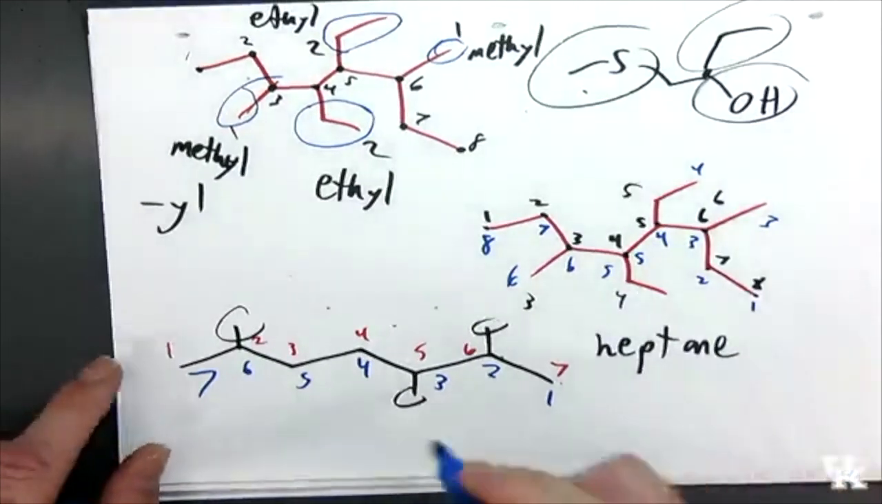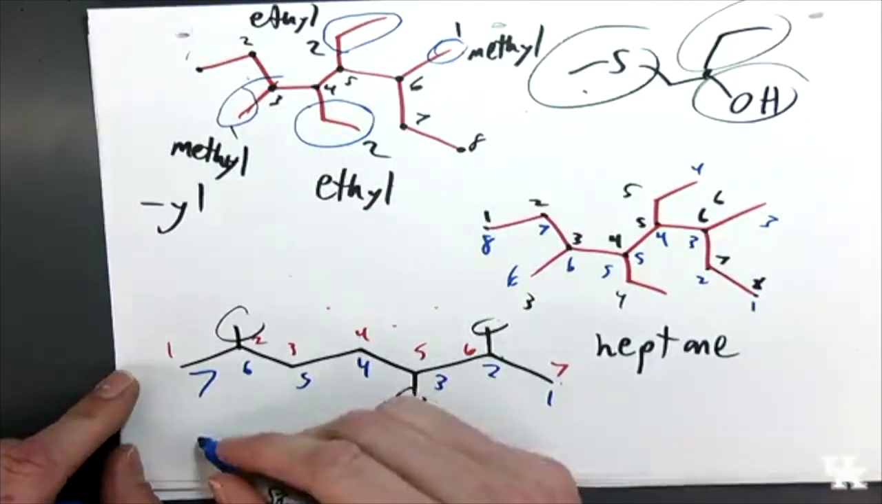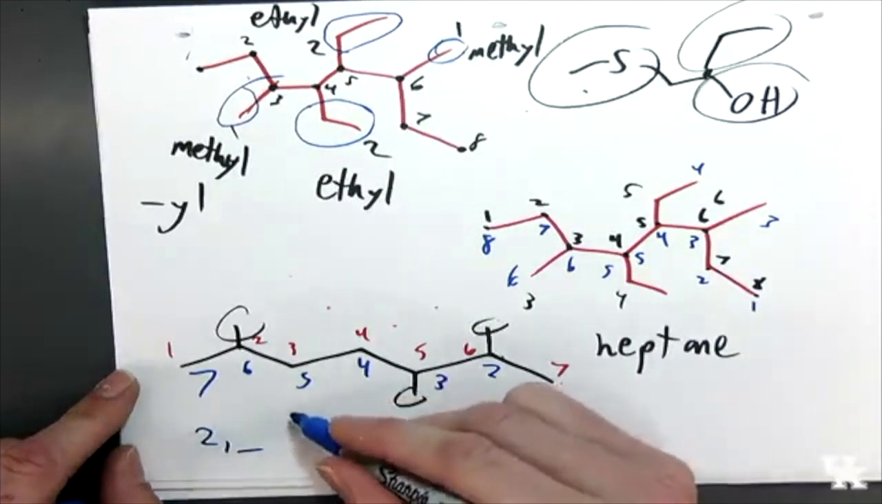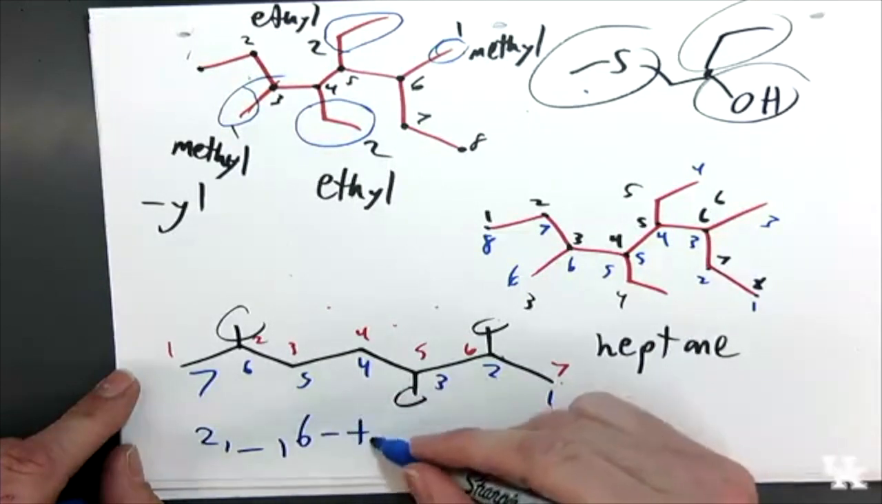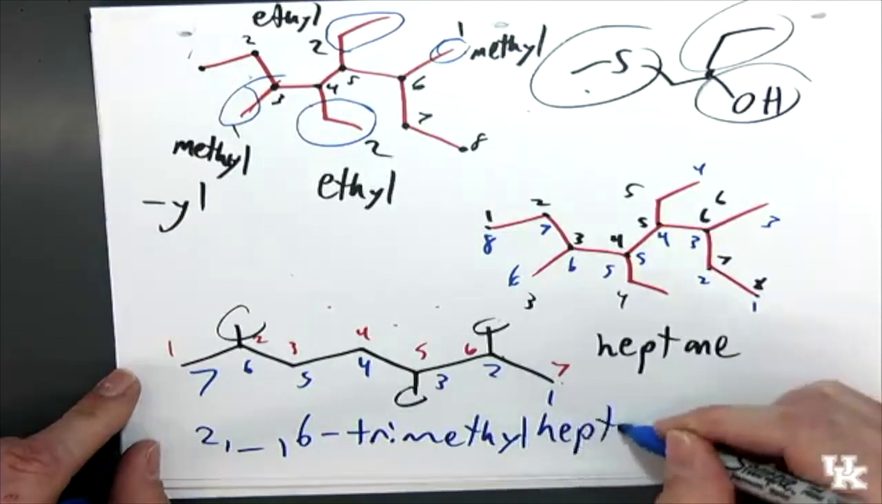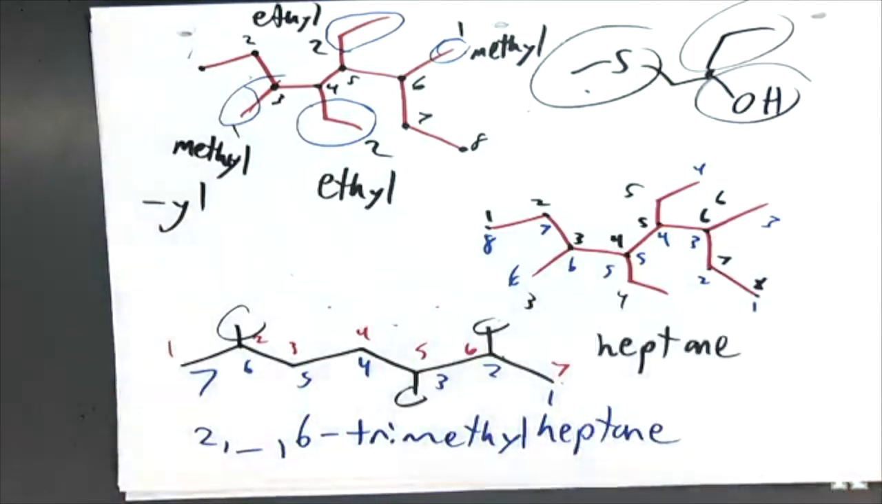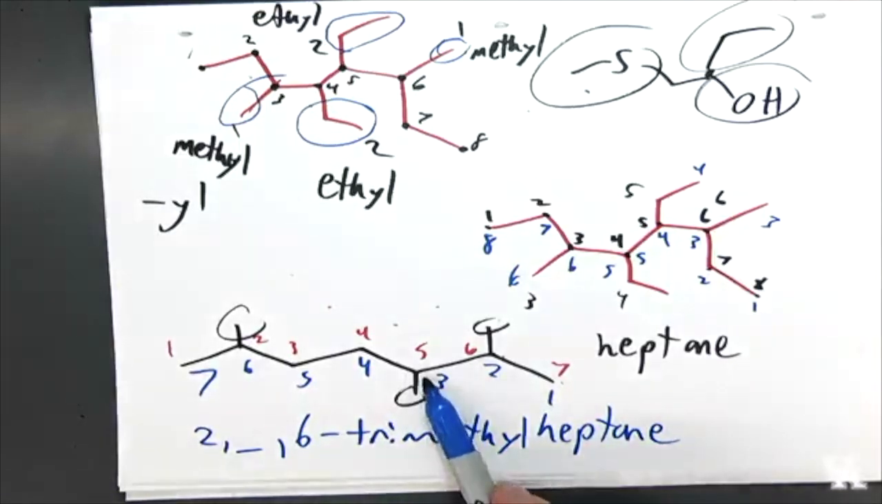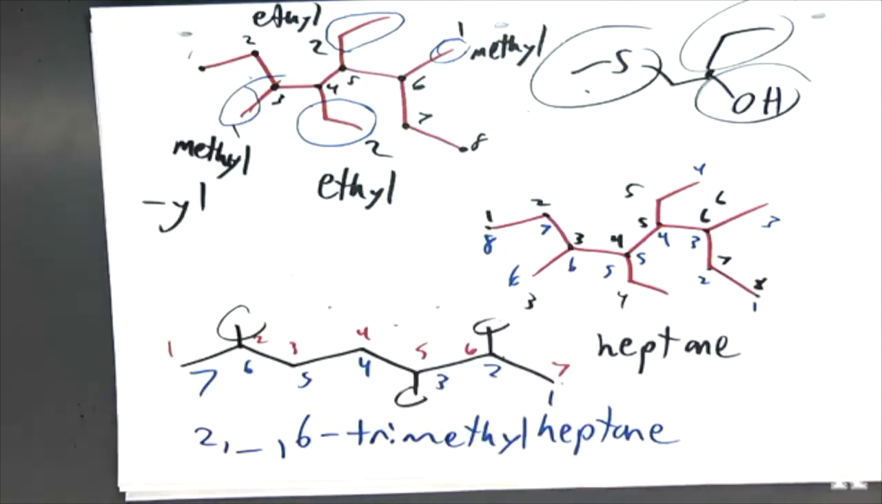So in this way, you will have 2, blank, 6 trimethylheptane. And we want the lowest number, so we're going to call this methyl 3 instead of 5. Does that make sense? I'm seeing some head nodding, so that's a good sign. Good.